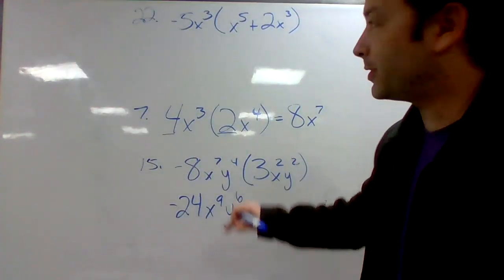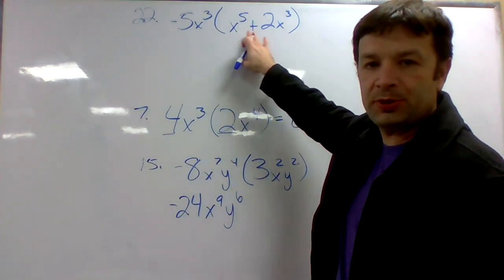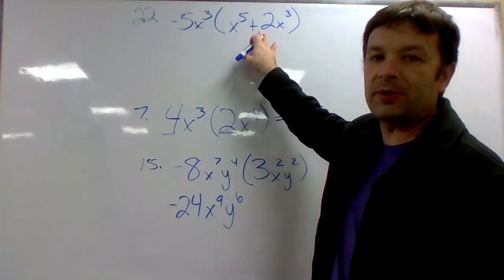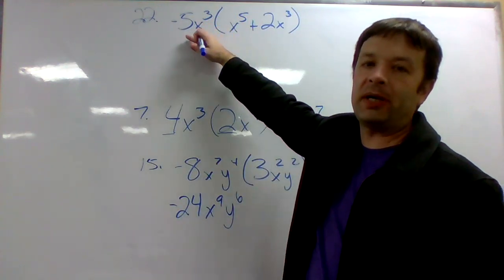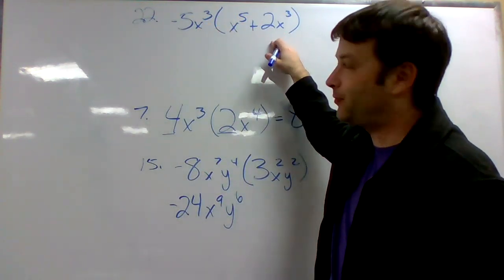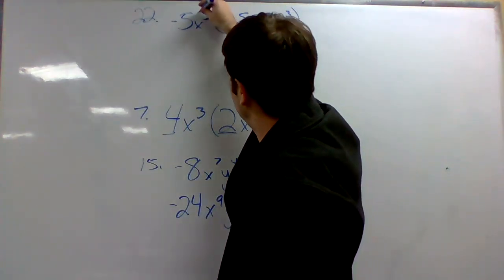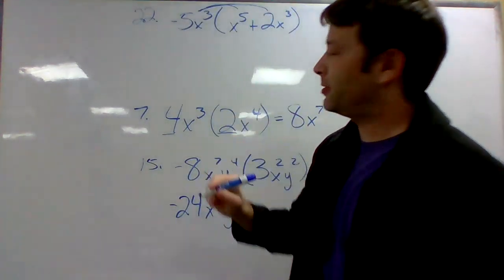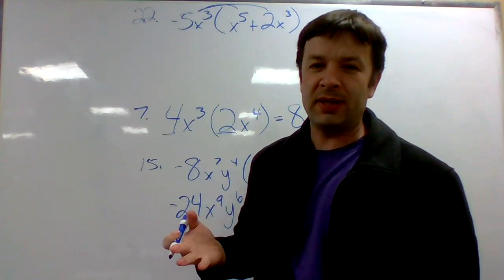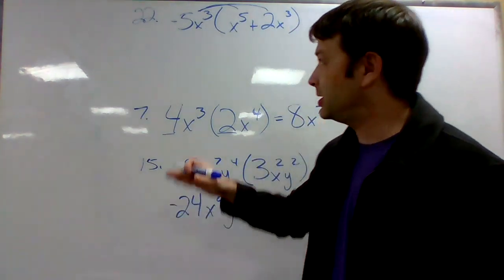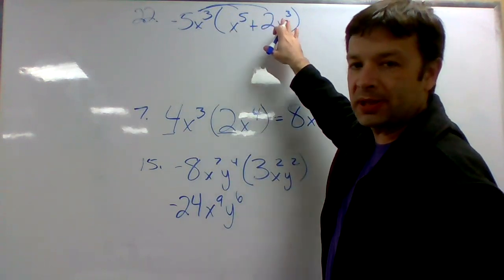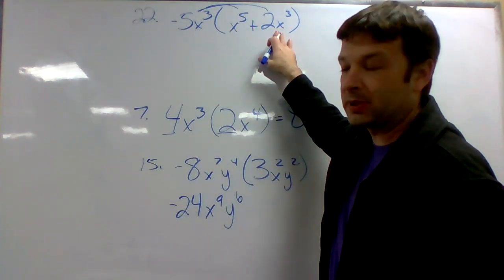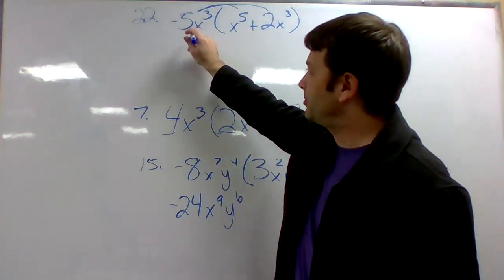So this one is different. The difference is there's 2 terms inside this parentheses, so I can't just do -5x cubed times this. I've got to multiply times both of these. We've done this before. It's called distributive property. We just didn't do that. We haven't done the exponent thing before. So I need to multiply -5x cubed times this plus times this. Okay? So let's start at the beginning.